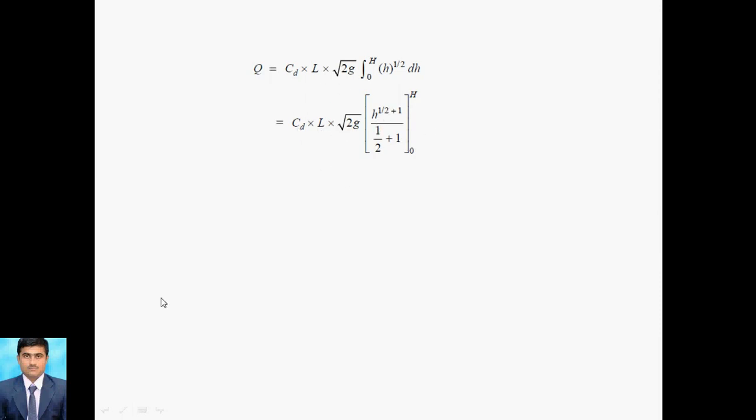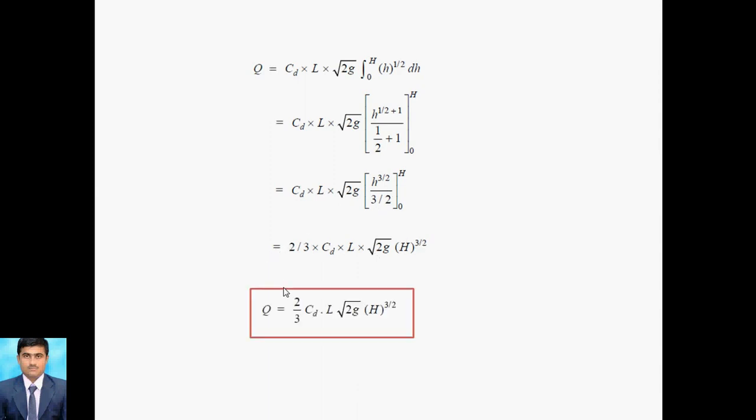So after keeping this h, what will happen? That capital H becomes, putting this h over here, 1 plus 1/2 gives 3 by 2, here also 3 by 2. Now this 3 by 2 goes to the other side and becomes 2 by 3. Only that much change is there, 2 by 3 over here, and then the terms are as they are. So this is the final equation for a rectangular notch.